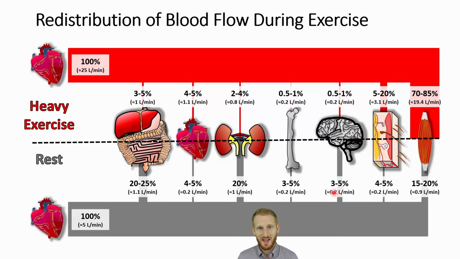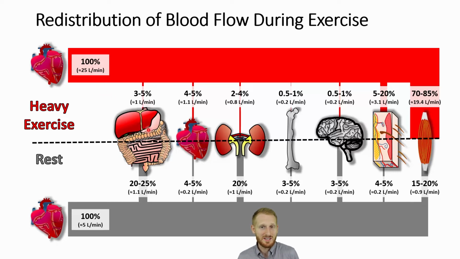If we look at the absolute values, all right, the digestive system got 1.1 liters at rest, and got 1 liter during heavy exercise. So it really didn't go down by that much. There was vasoconstriction, which prevented the excess blood flow that it would have got. Because remember, we're getting a lot more blood flow going out to the body. So if it didn't vasoconstrict, it would have got a lot more blood flow.